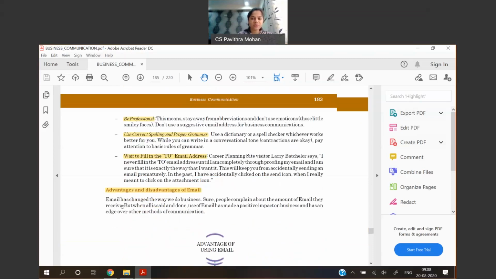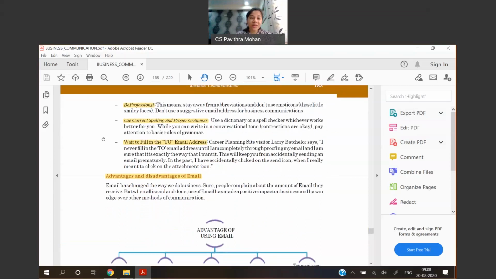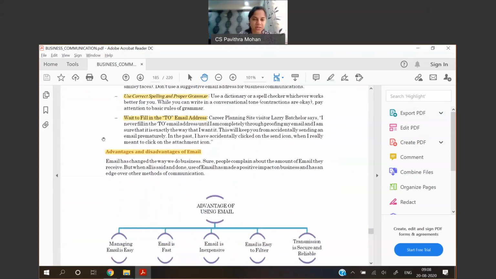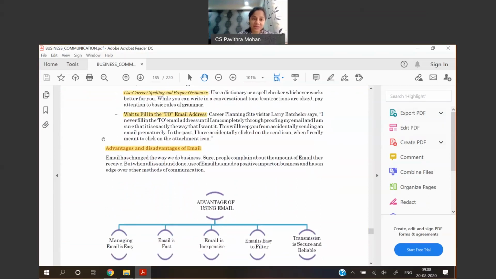Be professional. That is, don't use any abbreviations unless it is known to the other person. Don't use emoticons, and also don't use suggestive email addresses for business communication. Okay, kindly have your standard email address and always use one email address. Don't use multiple email addresses. It might confuse the recipient.